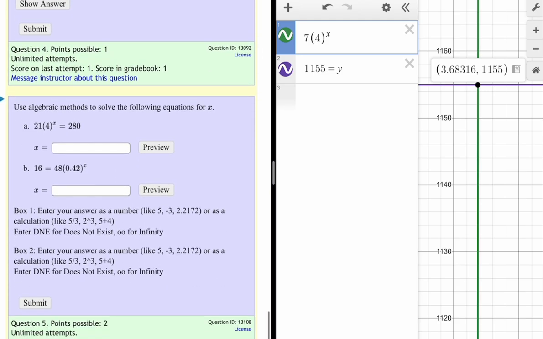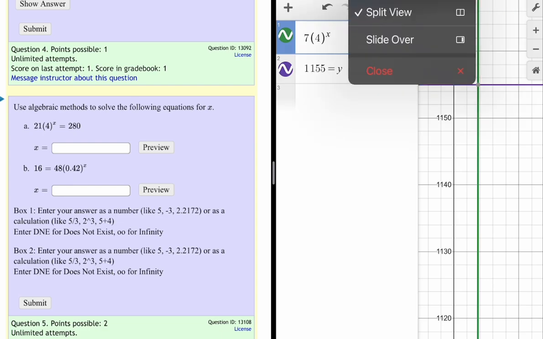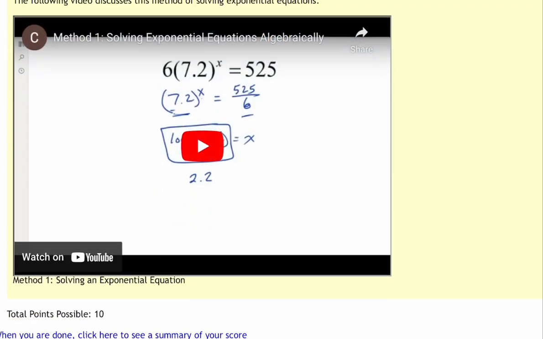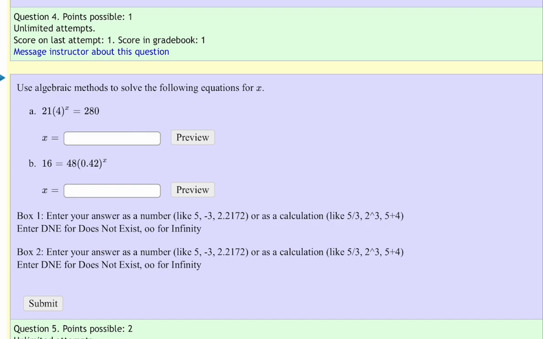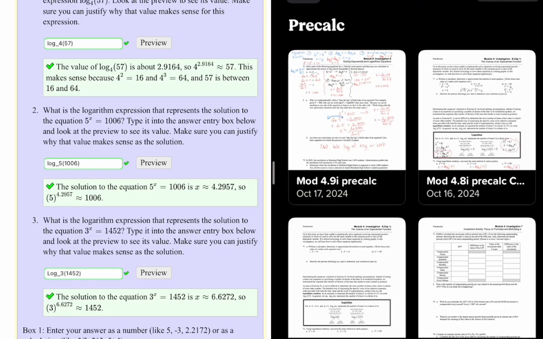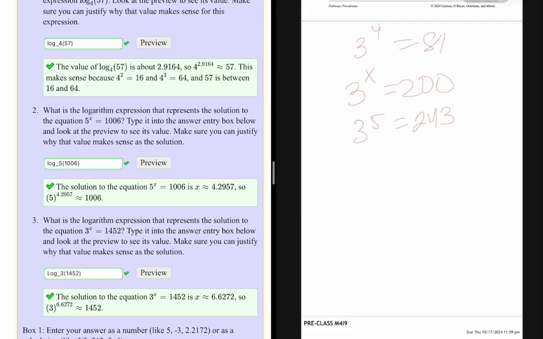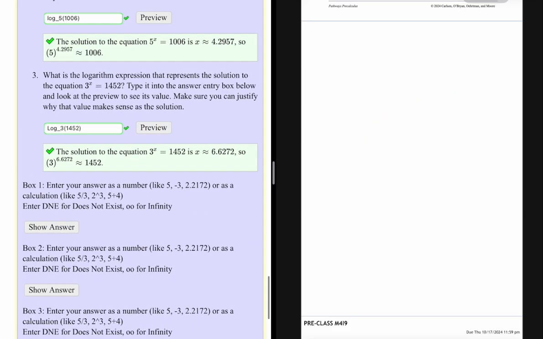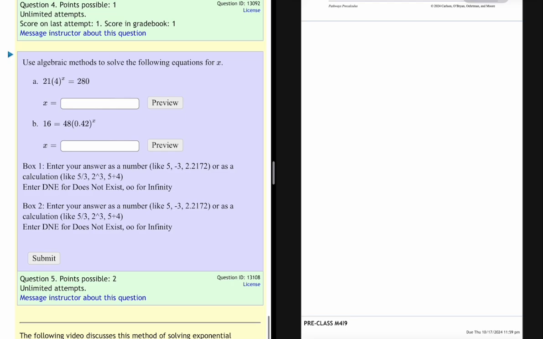Now, finally, we're back to an algebra problem. For these last two, we're going to do together, so you can do yours and mine together. Okay, so my equation for this last section is 21 times 4 to a power of x equals 280. Now it says solve for x.